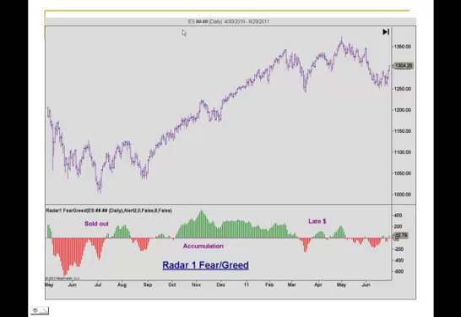This is the S&P futures contract on a daily chart. You can see that the buyers really are totally taking control. There's no strength from the sellers or the bears anywhere, even through this little pullback here. The buyers are stronger than the sellers, driving the price up. And you can see as the price goes up, the Fear Greed indicator is gradually weakening.